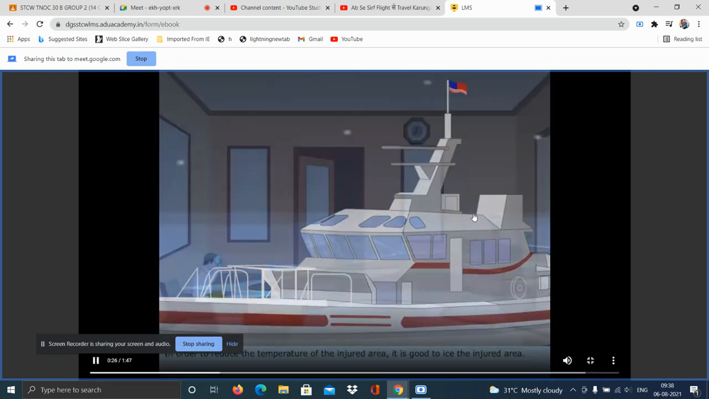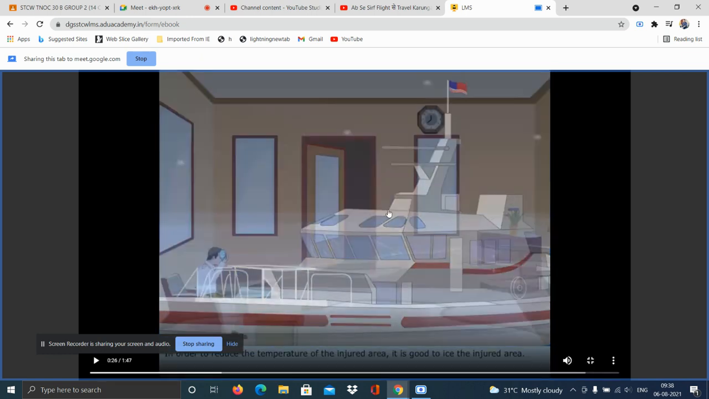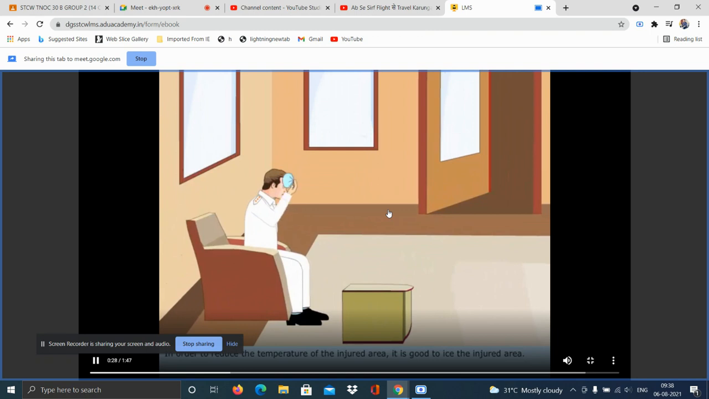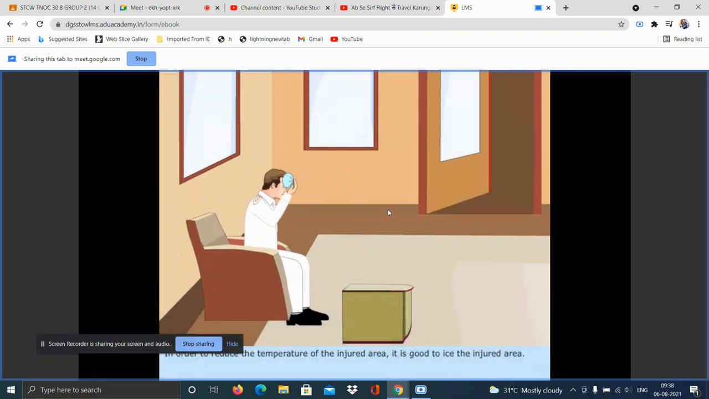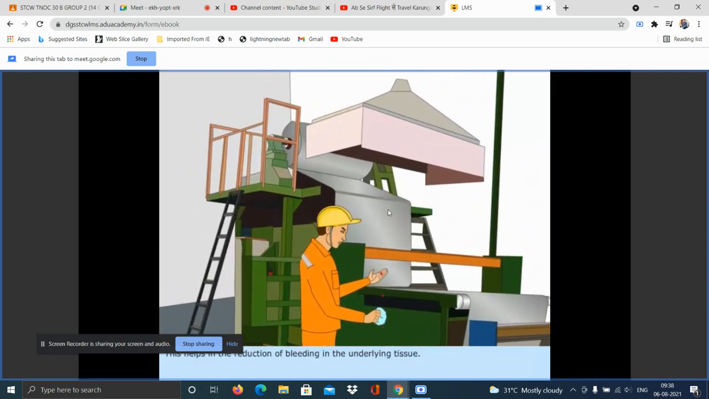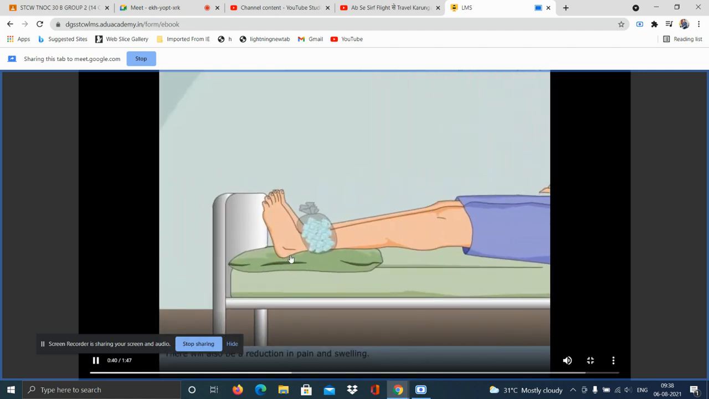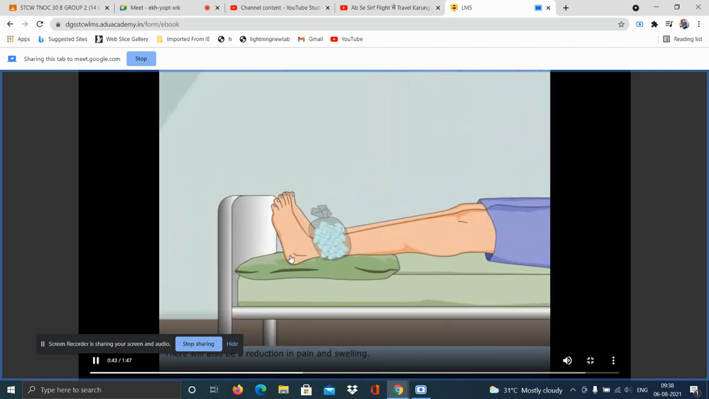Rest, in order to reduce added injury. To reduce the temperature of the injured area, it is good to ice the injured area. This helps in the reduction of bleeding in the underlying tissue. There will also be a reduction in pain and swelling.